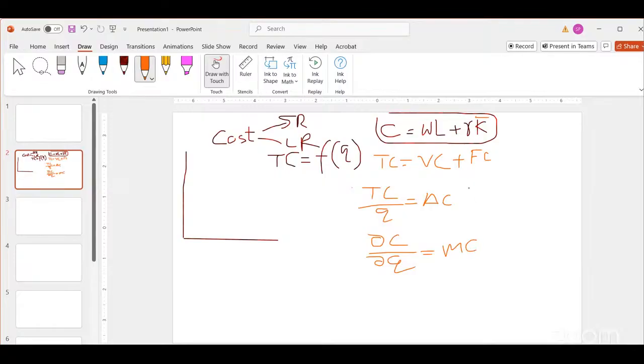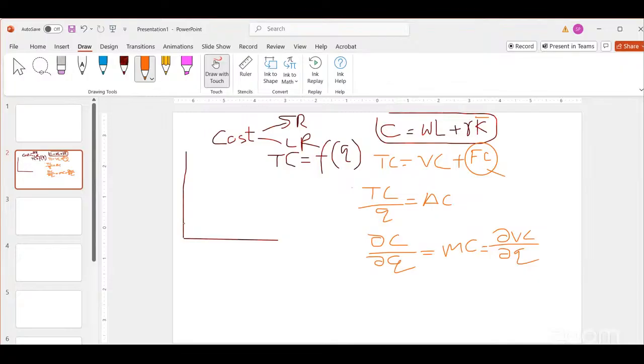Now here, in the short run, if fixed cost is a constant number, then to find the marginal cost, even when you differentiate the variable cost function, you can also get the marginal cost. It doesn't matter because the fixed cost is a fixed amount.